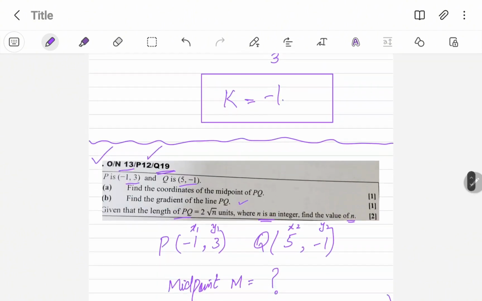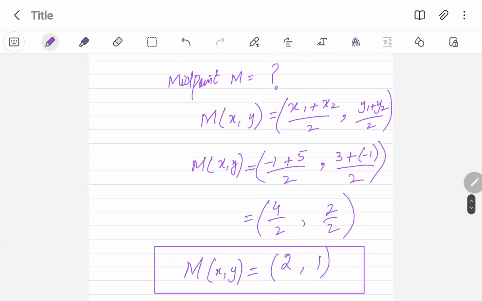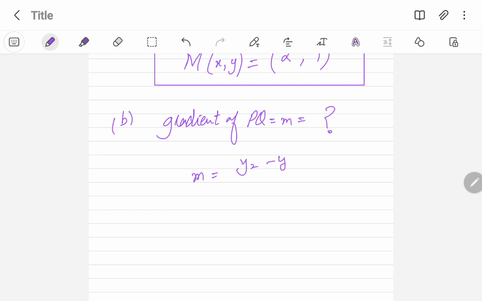Now going to solve the next part. We have to find out the gradient of PQ. It is B part. The gradient of PQ is denoted by small m. We have to find it out. It has a formula: y2 minus y1 over x2 minus x1.